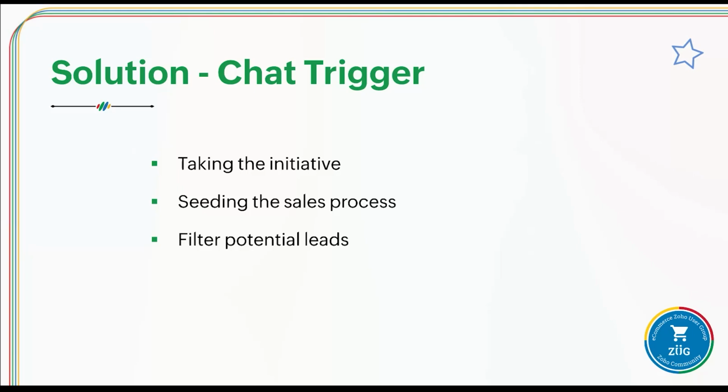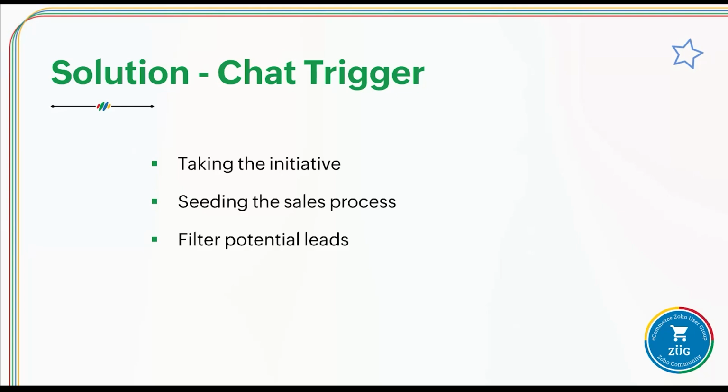So one of the ways that you can do that is the chat trigger. Instead of waiting for customers to sign up, or instead of waiting for them to choose your website among all the different competitors' websites, or instead of waiting for them to fill the contact us form and give you their information, you can just through the chat trigger take the initiative, ask them, hey, how can I help you? And if they continue, get their name, email address, and start the sales process.